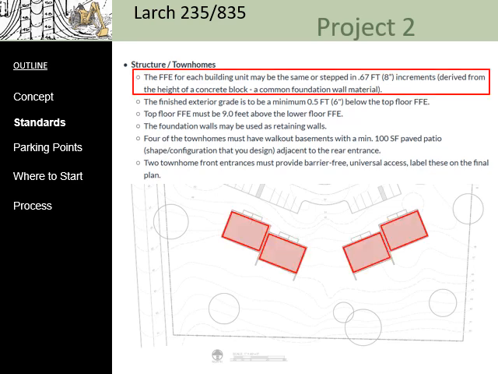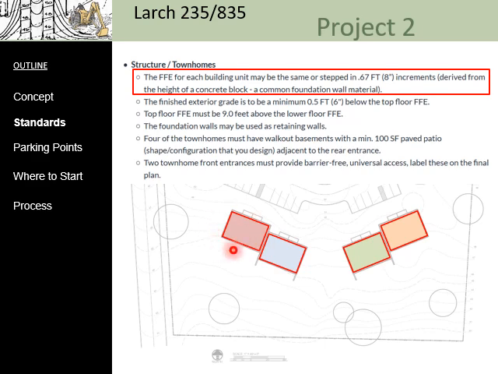So the first standard we want to talk about is the fact that the building units may be stepped down. They may be stepped down in units of 8 inches. The reason is that is the height of a standard concrete masonry unit. So it's important for you to understand that each of these squares represents a building. They may well have two townhouses in each of them, but they each represent one building.